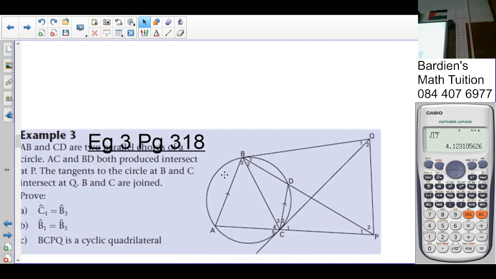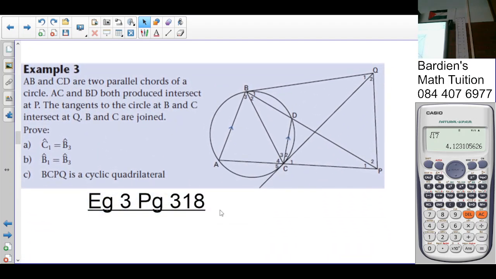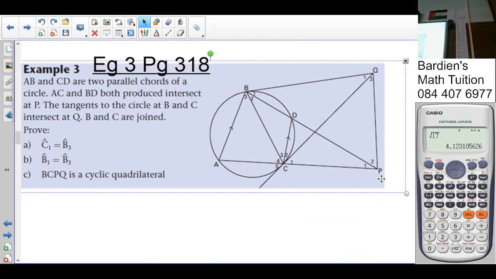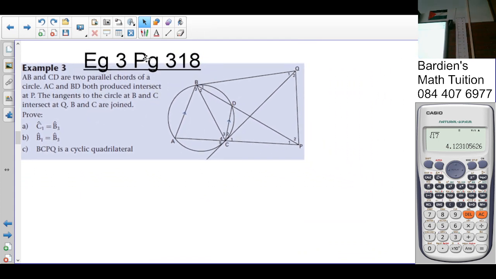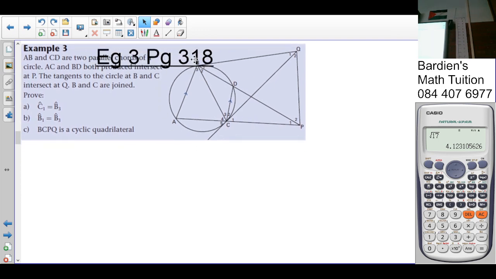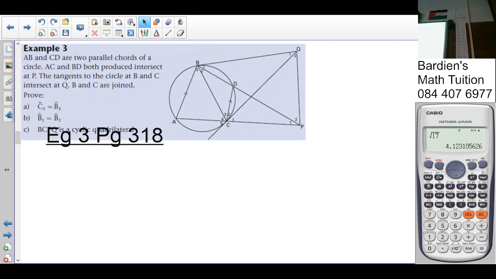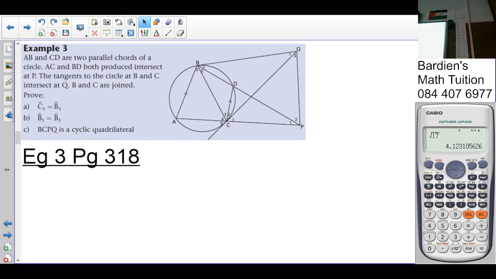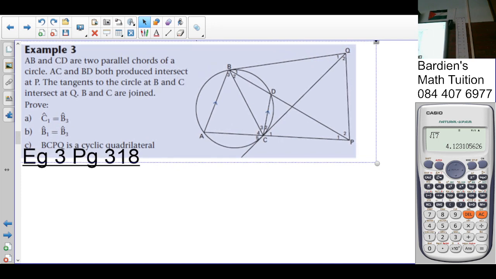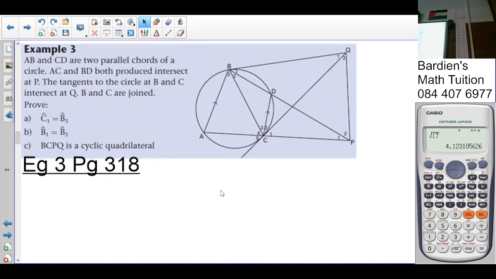Let's look at example 3. Example 3 is on page 318. So we are told that AB and CD are two parallel chords. I'm going to make this a bit bigger. AB and CD are two parallel chords.